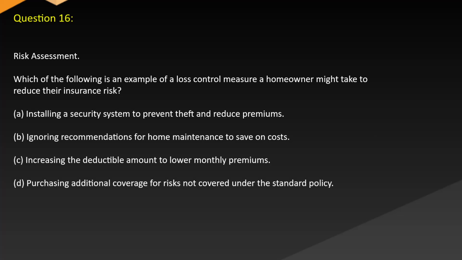Question 16. Risk assessment. Which of the following is an example of a loss control measure a homeowner might take to reduce their insurance risk? A. Installing a security system to prevent theft and reduce premiums. B. Ignoring recommendations for home maintenance to save on costs. C. Increasing the deductible amount to lower monthly premiums. D. Purchasing additional coverage for risks not covered under the standard policy.